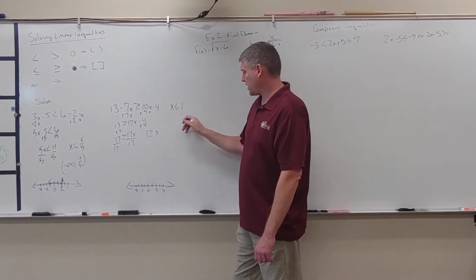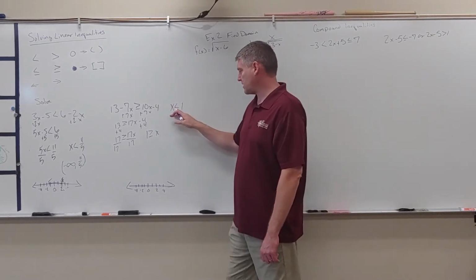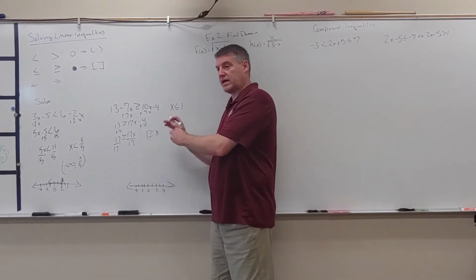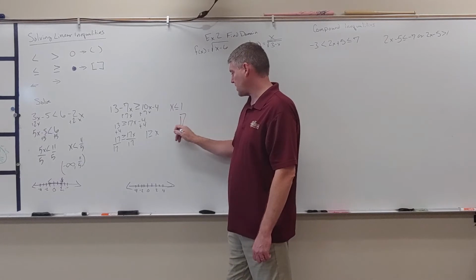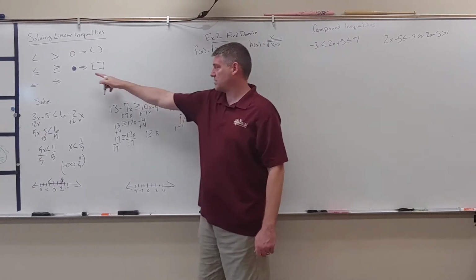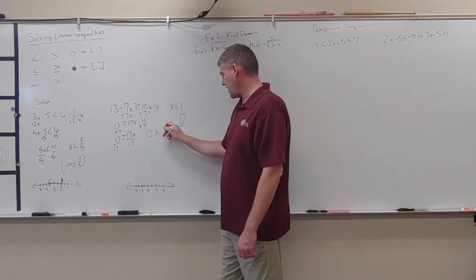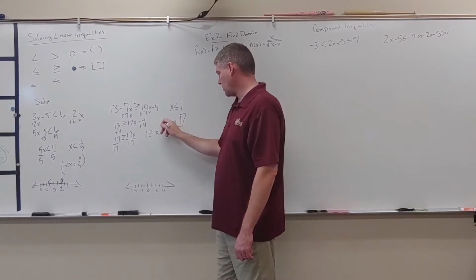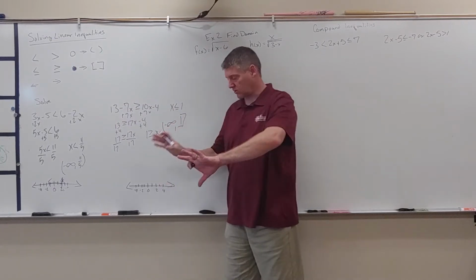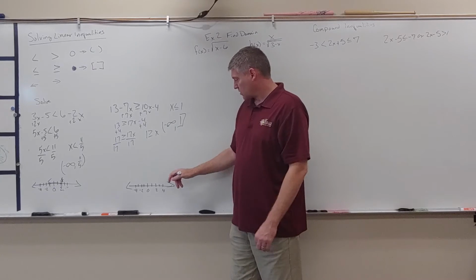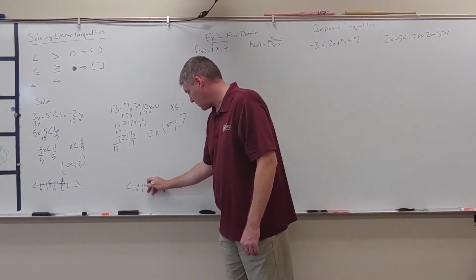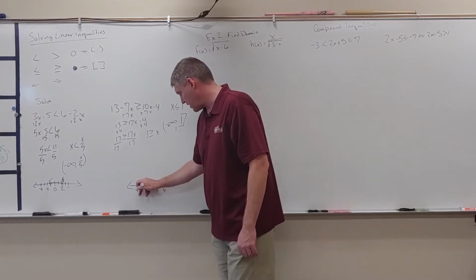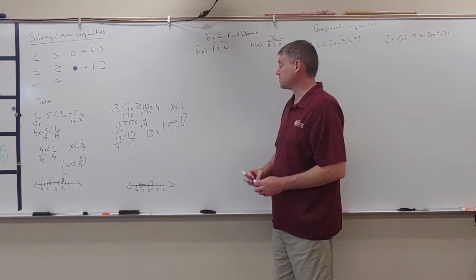All right? So now when I come up here, I know that these values are going to be smaller than or equal to 1. So 1 is my upper bound. So it gets a bracket because it's equal to. And then I have my lower bound, which is negative infinity. It'll go all the way down to negative infinity. So now on our graph, at 1, we're going to come put a bracket, and we're going to put an arrow going to the left on that. Okay?